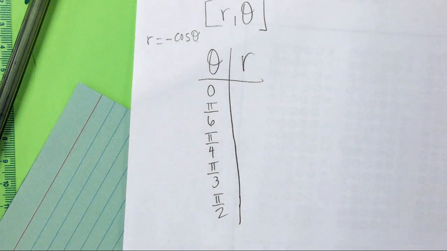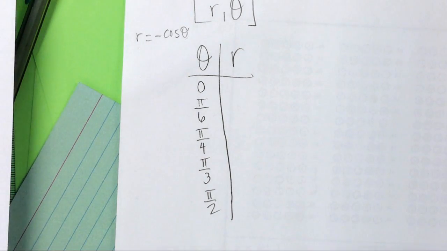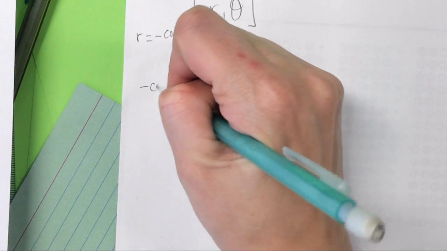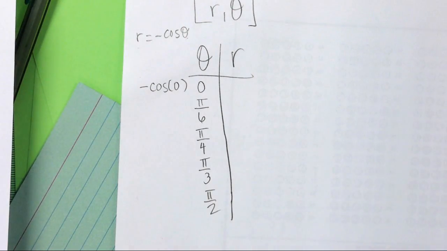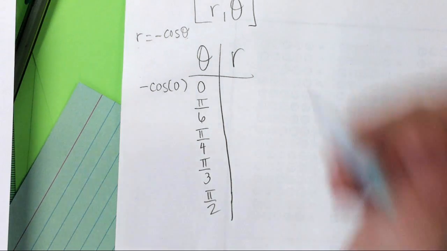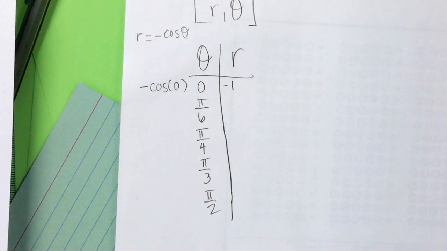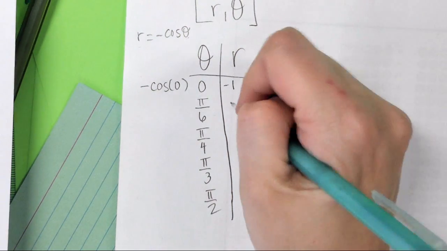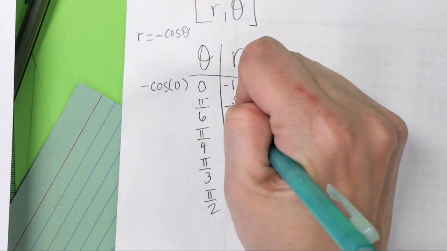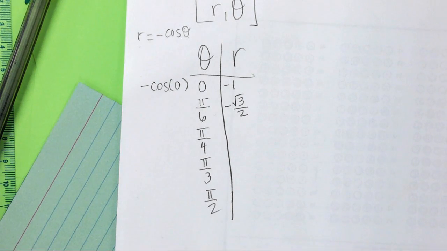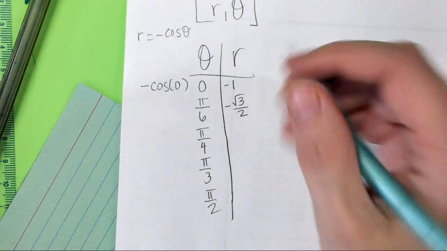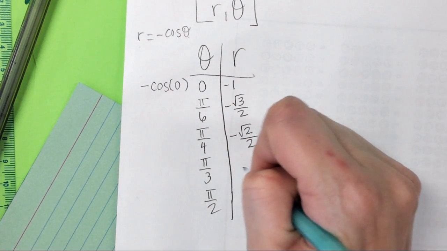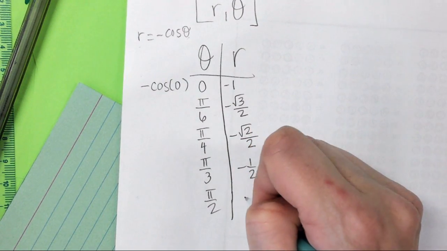Yes. Okay, so when you're finding this, all you're doing is plugging in your theta value for theta. So it's negative cosine, in this case of 0. The cosine at 0 is what? 1. Okay, so this will be negative 1. Okay, at pi over 6, the cosine at pi over 6 is what? Yep, so this is going to be good. Okay, so can you fill the rest of those in for me? So pi over 4 would be good. Pi over 3 and pi over 2.